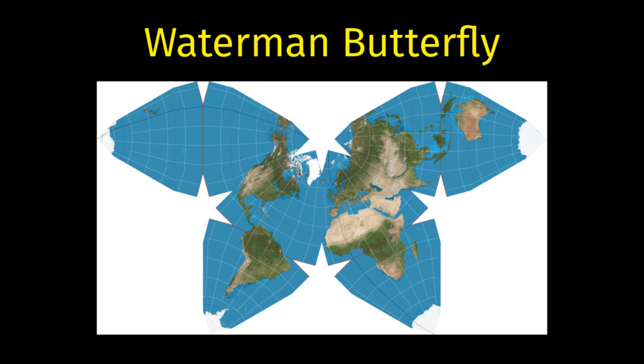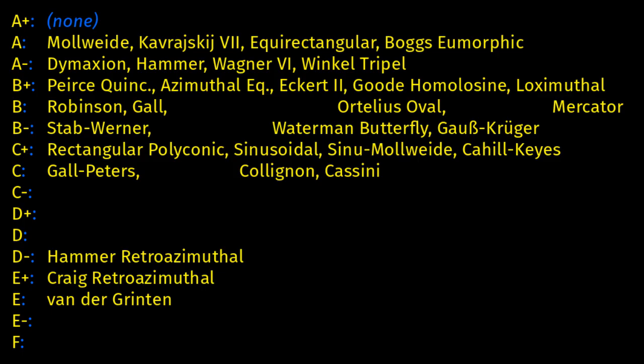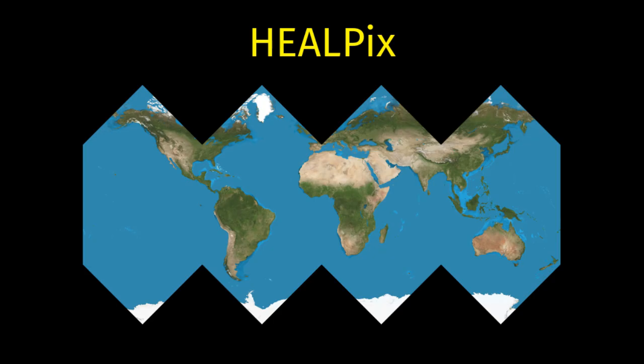I do want to note that the Wikimedia images show Antarctica separately treated in the Cahill-Keyes and Antarctica not separately treated in the Waterman Butterfly, but in either choice, either treatment of Antarctica has been used. B- tier. Next, HEALPix. My complaints about sharp turns I mentioned when talking about the Eckert II apply here.